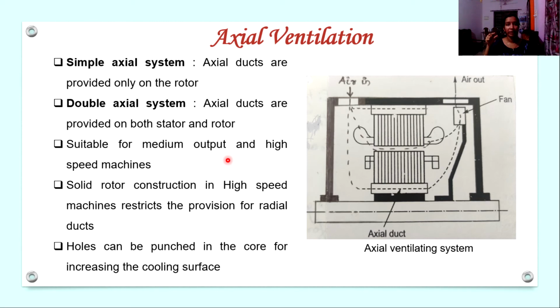In laminated cases, we produce radial ventilating ducts by placing spacers in between. But when the rotor construction is solid, there is no provision for providing radial ventilating ducts. So we have to go for axial ventilating ducts. Now, in order to increase the amount of cooling, holes can also be punched in the core. When holes are punched in the core, air will enter into those holes also. So cooling will be more effective.